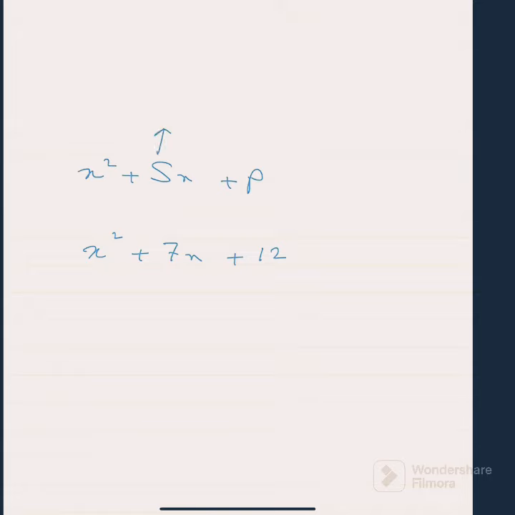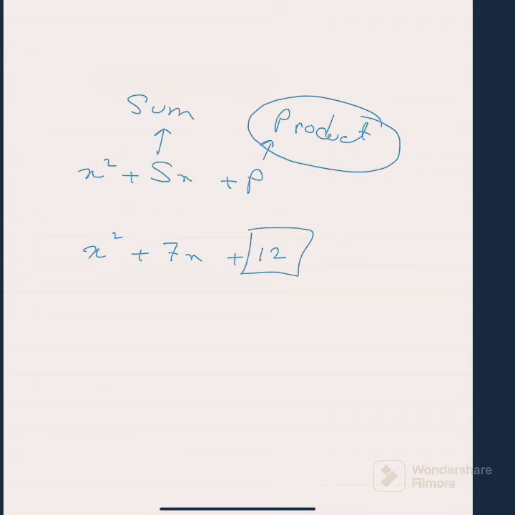What do the s and p stand for? S stands for the sum and p stands for the product. Let me explain that. We are always going to start with the product. So what is the product here? The product over here is 12.